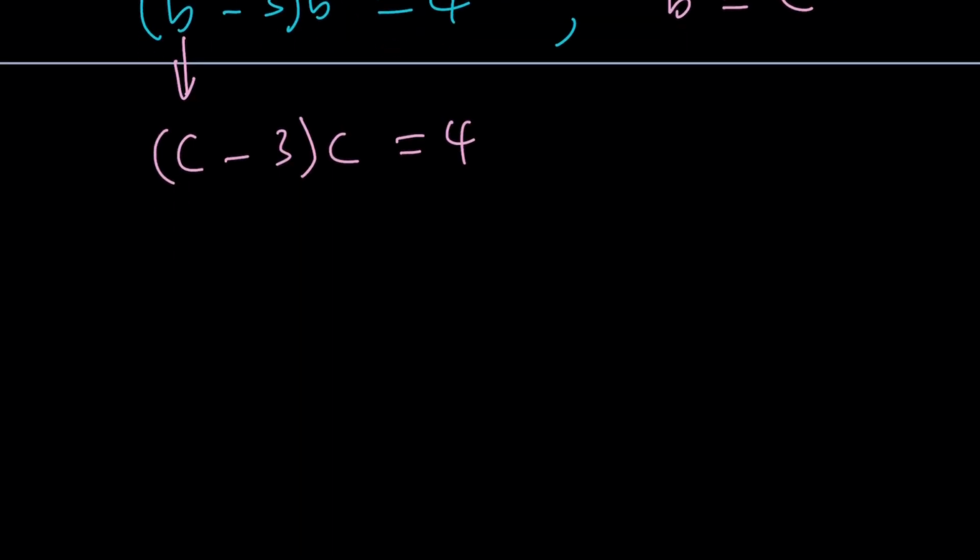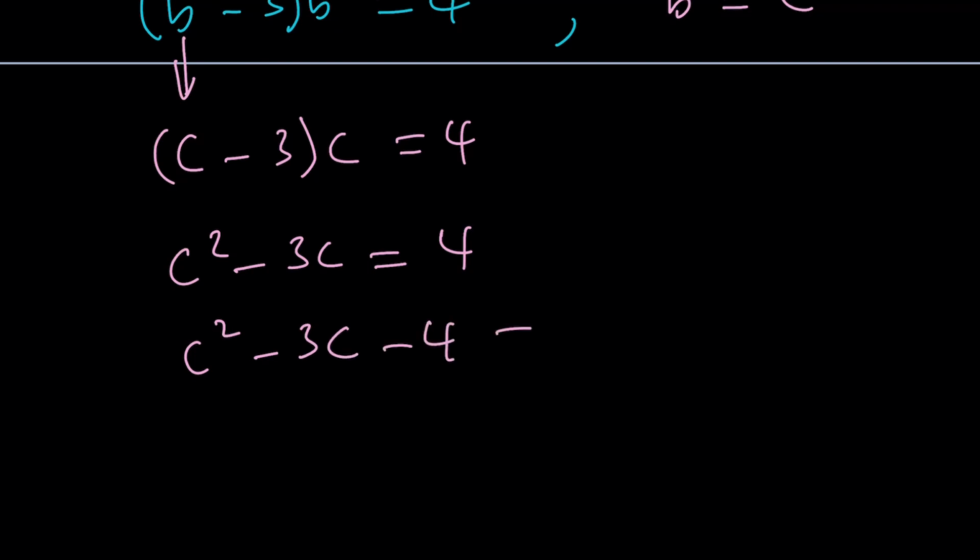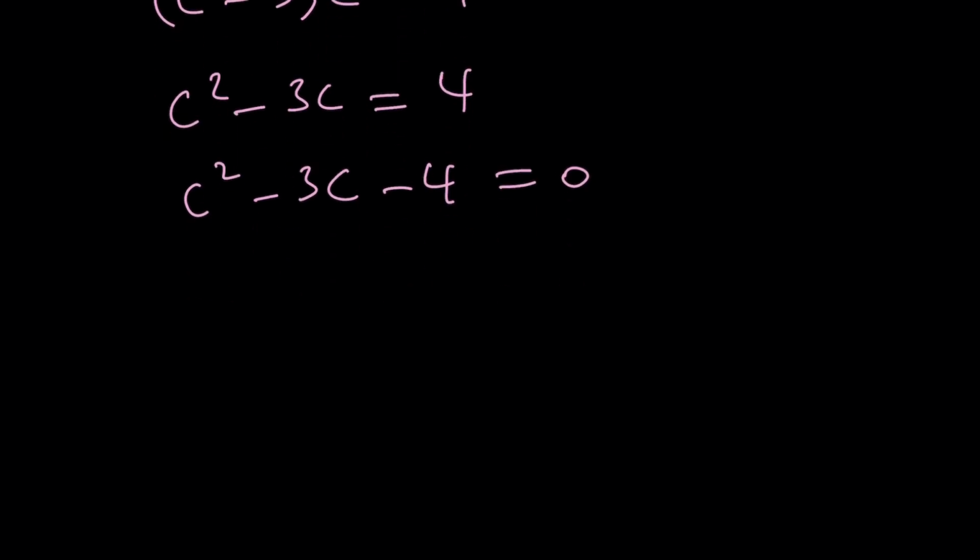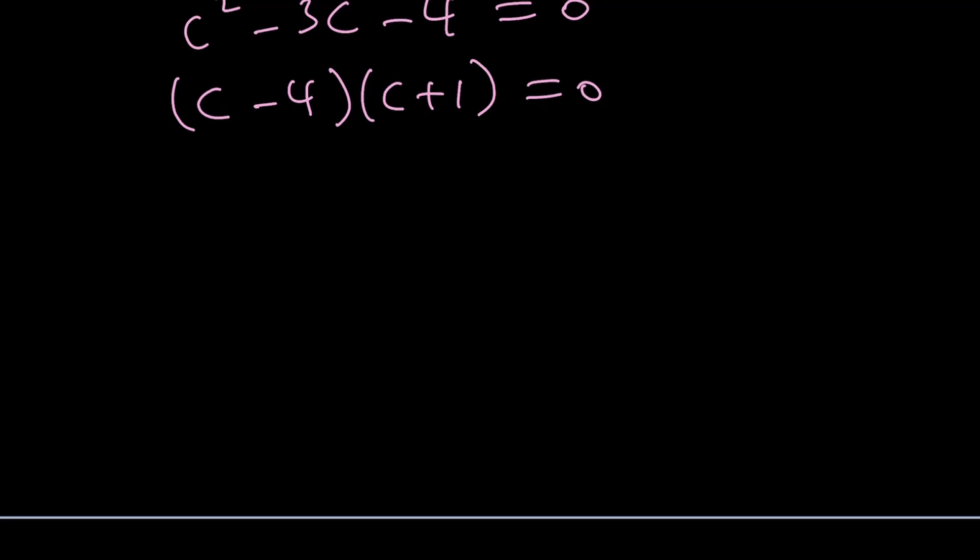Can you guess at this point? Probably. But let's distribute and turn this into a full quadratic. C squared minus 3c. Hopefully you see what I see. And we get the following equation. This is factorable into c minus 4 times c plus 1 equals 0. And from here we get two solutions for c. C equals 4 and c equals negative 1.